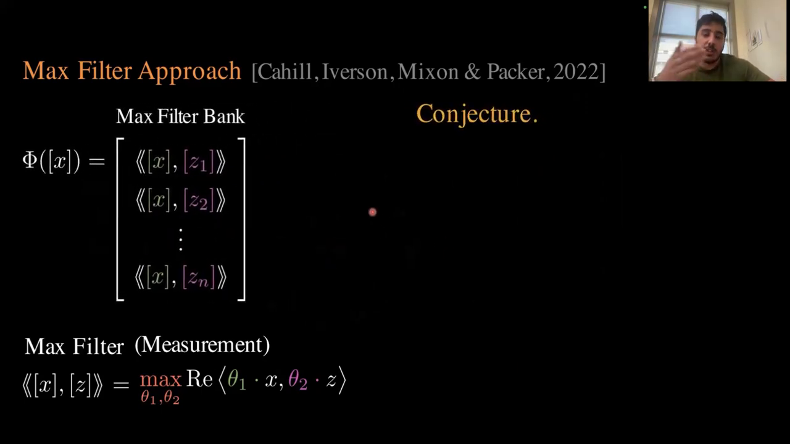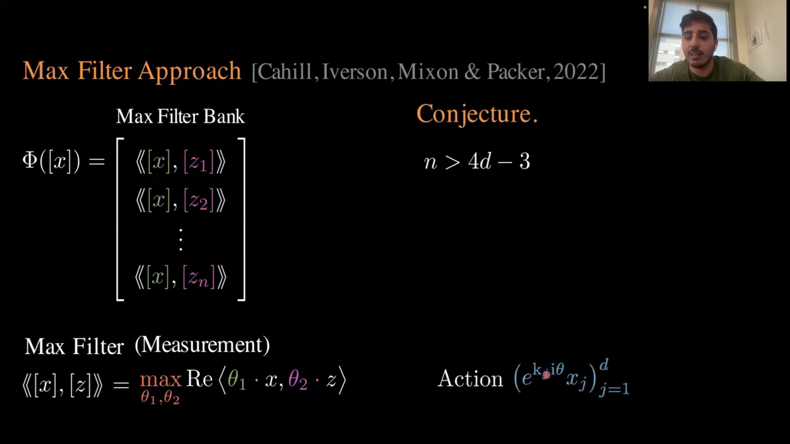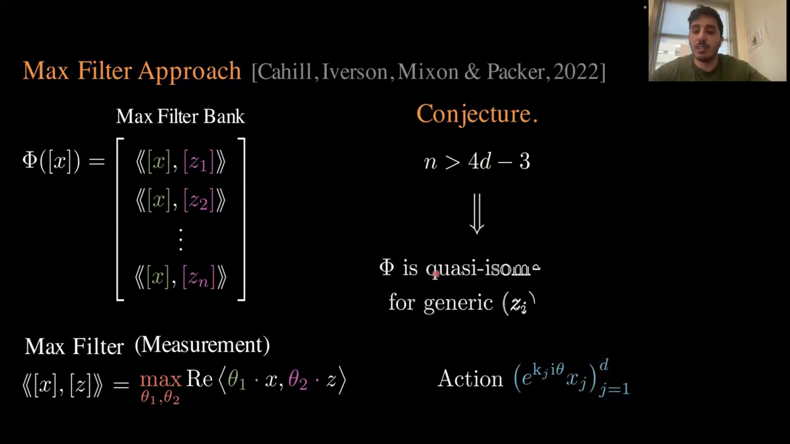And a variant of their conjecture in weighted phase retrieval, at least, says that if you have enough measuring devices, if n is at least 4D minus 3, where n is the number of measuring devices or the dimensionality of the output space of phi, the codomain of phi. Let me remind you what D was. My action was acting on a complex vector with D entries. So it's the complex dimension of the space being acted on. If I have enough measuring devices, then phi, the max filter bank, will be quasi-isometric for generic tuples of measuring devices. Just as long as you have enough of them, you can pick them generically.